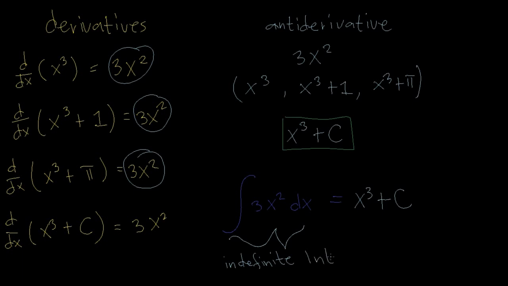So, indefinite integral of 3x squared. So, kung line na to pagkaingon, so it is the antiderivative of 3x squared.